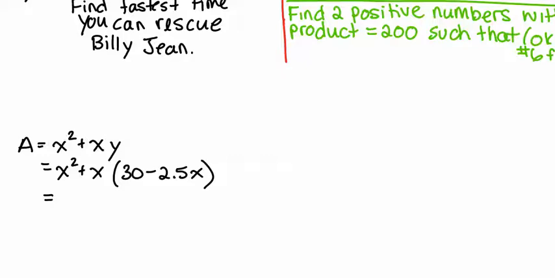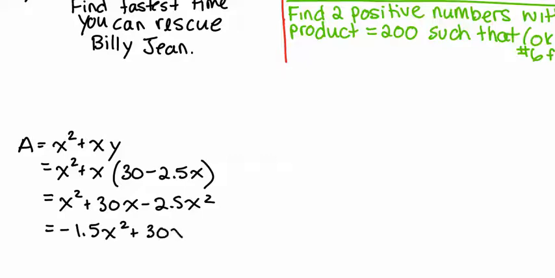Okay, so I subbed in y, and now I'm going to expand my bracket. I get x squared plus 30x minus 2.5x squared, and if I combine my x squared terms, I get negative 1.5x squared plus 30x. Now I've got an expression for area in terms of one variable.